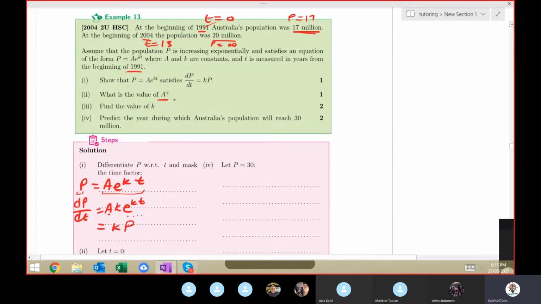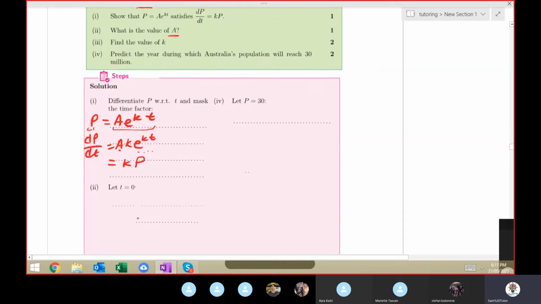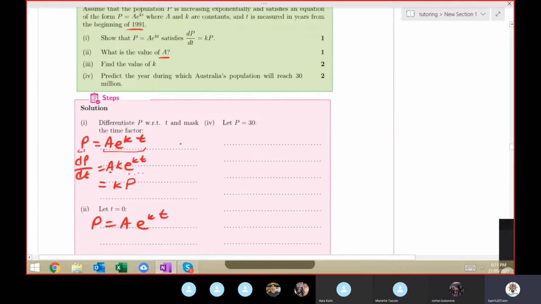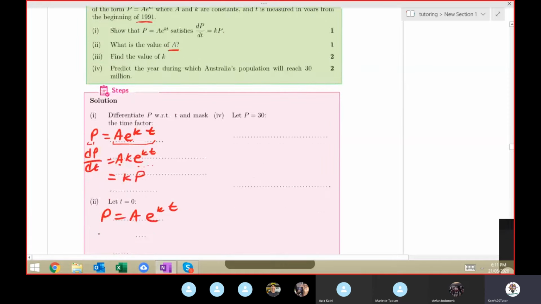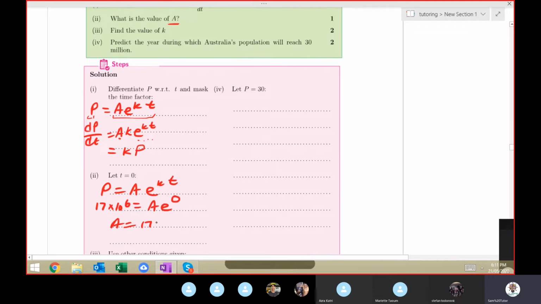So it says, what is the value of A? To find A, you always want to get rid of your exponential. So you would let time equal 0. Then you'll have P equals A. Let me just write the formula again. There it is. Population at time 0 is 17 million. So 17 times 10 to the power of 6 is million. A e to the power of 0. e to the 0 is 1. So what does A equal to? 17 million.